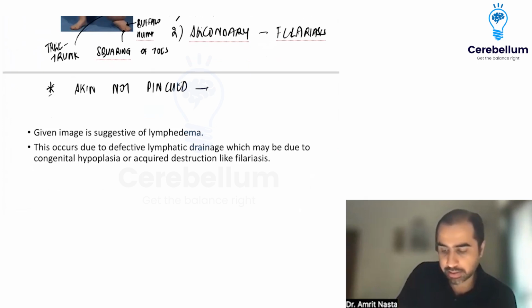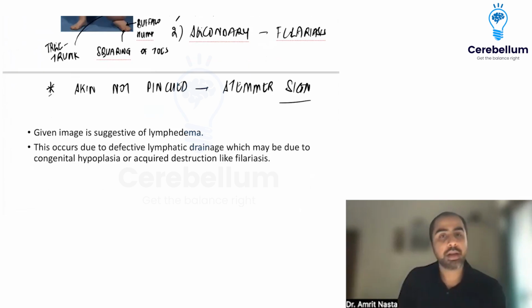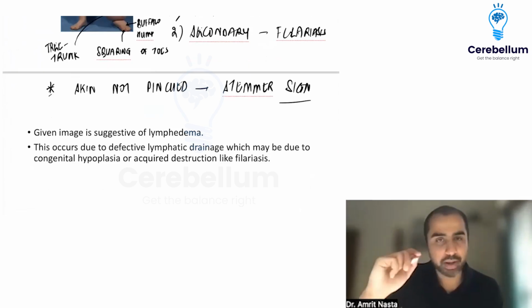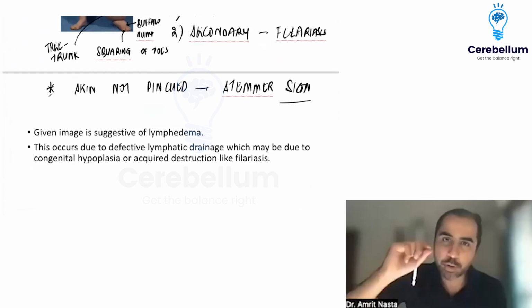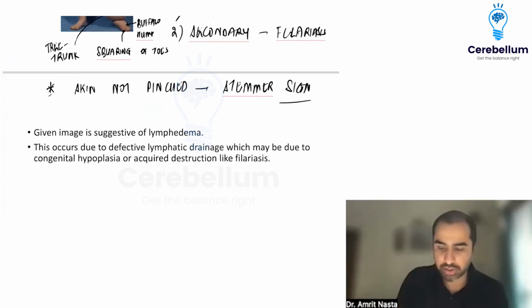That is called as Stemmer sign. Okay. So you can make a note of this. That is called as Stemmer sign. That is a finding of lymphedema. When the skin becomes very thick, you try to pinch it, it will not get pinched. That is called Stemmer sign.